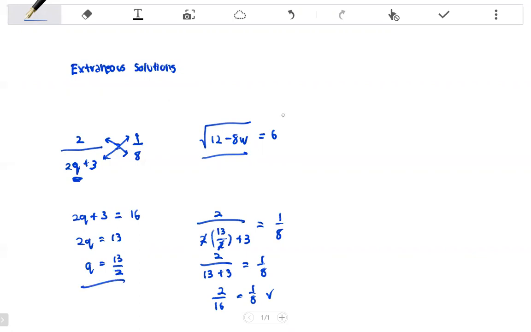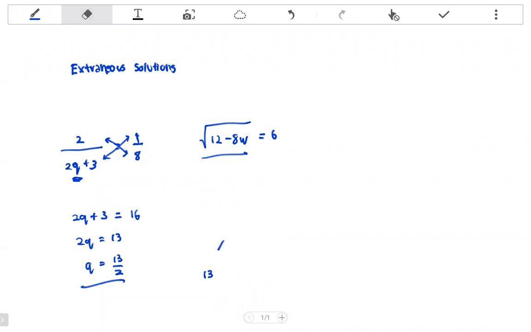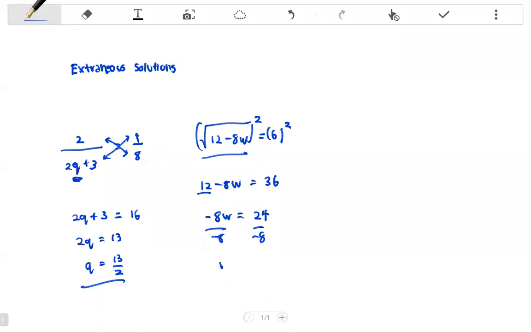Let's try this. Let's try solving for this radical. If we solve for this radical, what's our first step? We want to get rid of the radical, so we square both sides, leaving just 12 - 8w, right? And 6 squared is gonna be 36. We can move 12 to the other side, leaving 24, and divide both sides by -8. So w = -3. Let's see if -3 is correct.